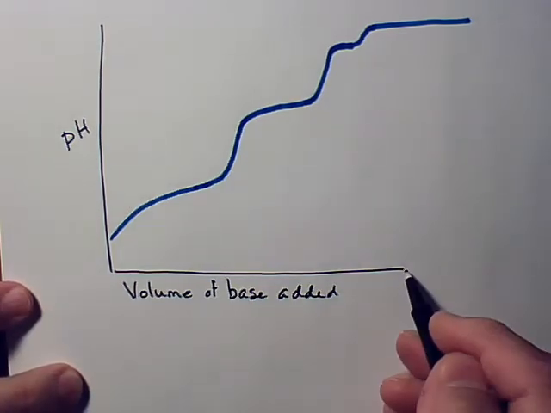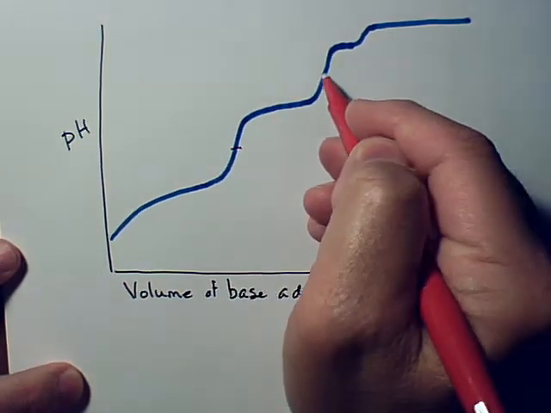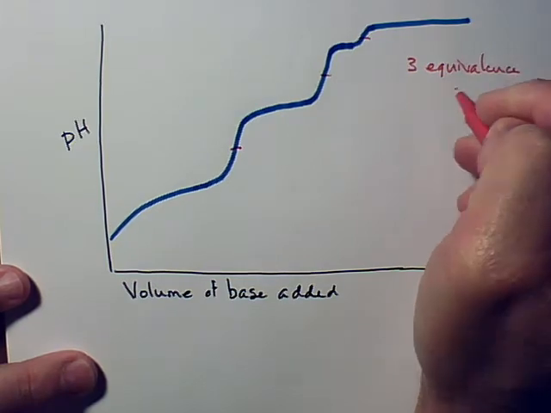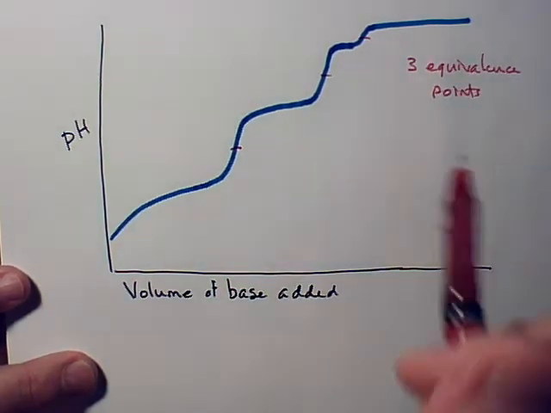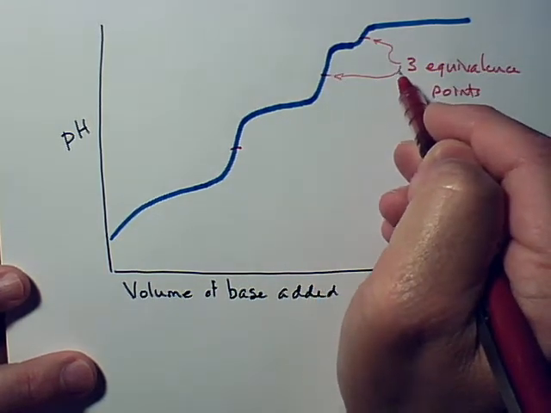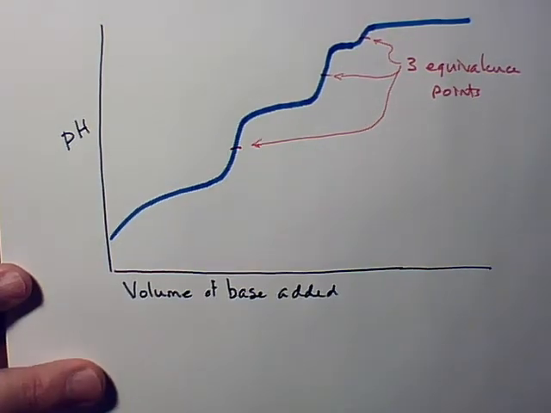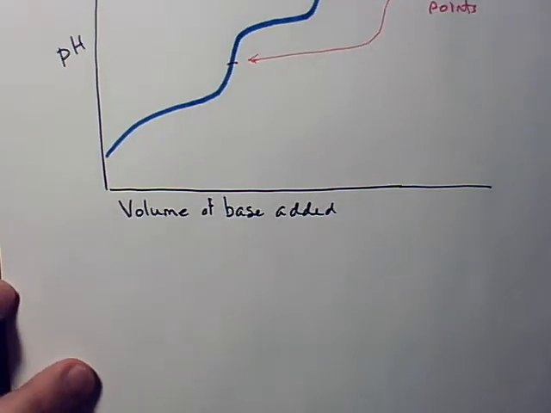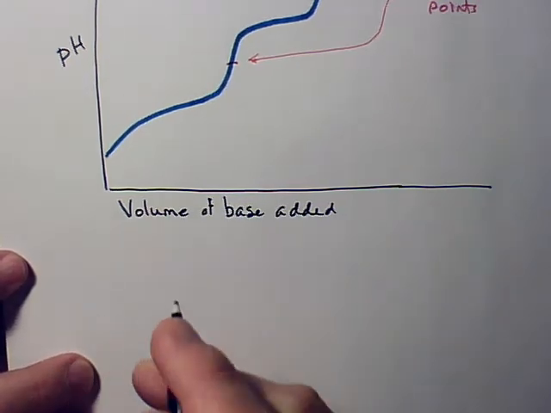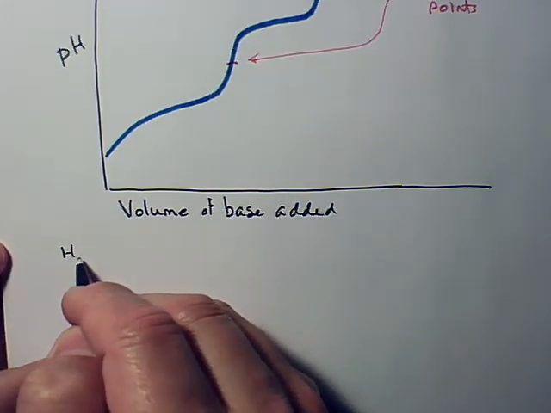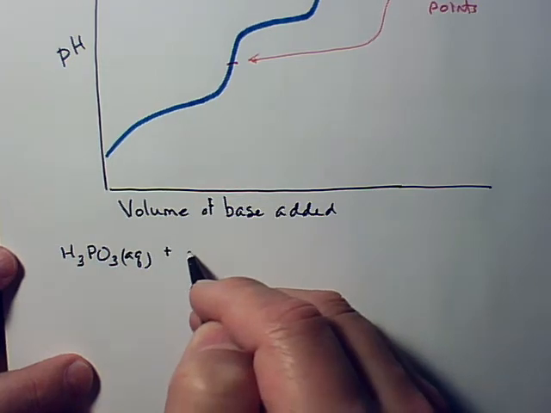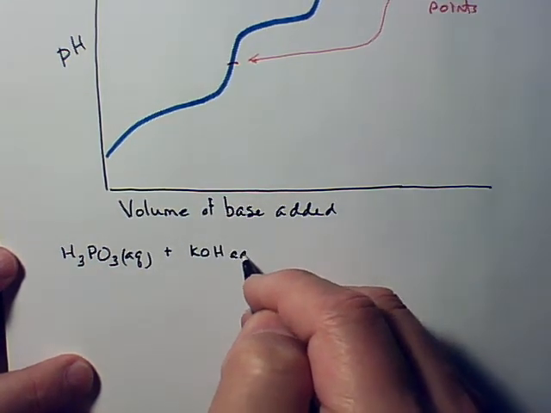3 equivalence points. Triprotic. Got an equivalence point here, here, and here. The concentration of the original acid can be determined from any one of these three. You want to choose the one that seems to give you the clearest indication. Okay? So the first equivalence point, let's use this as our example here. This is called phosphorous acid. You should be able to name these.